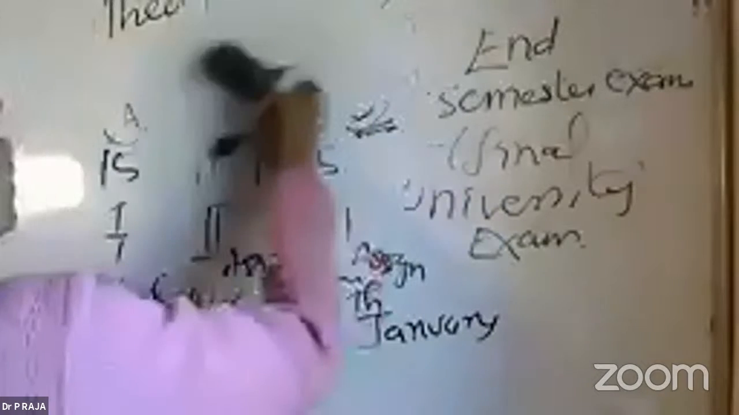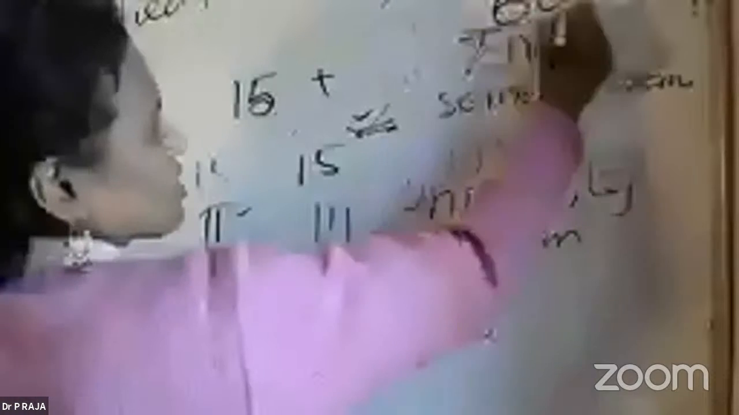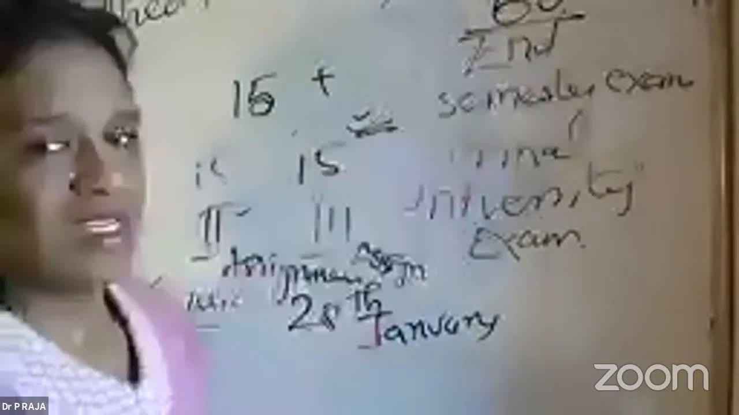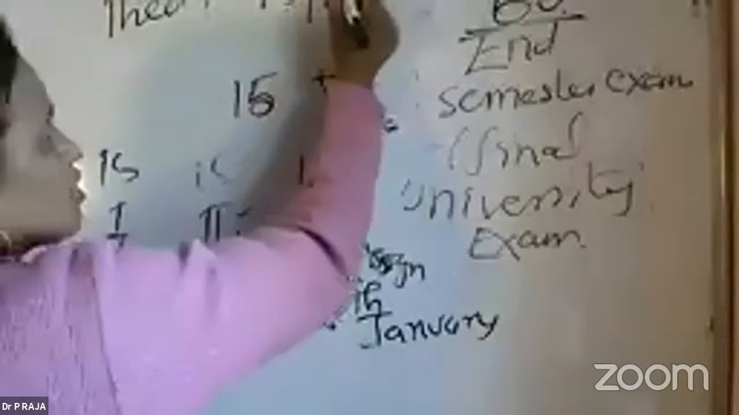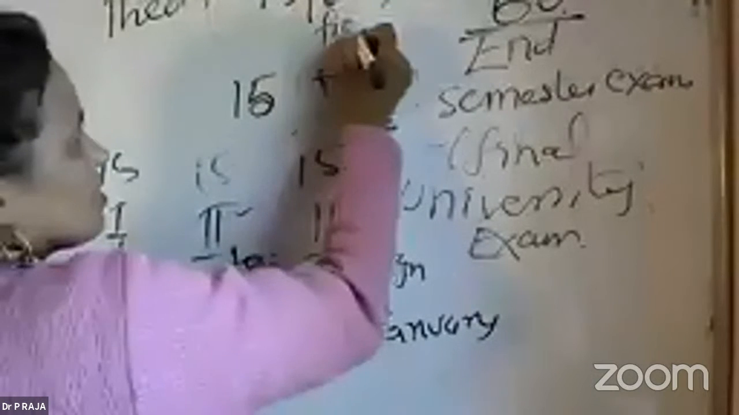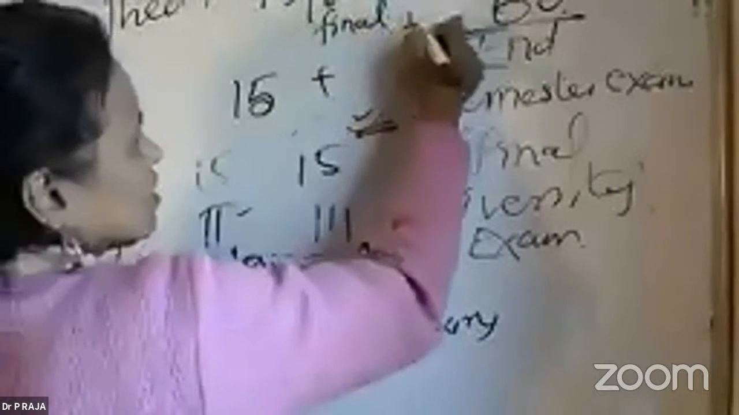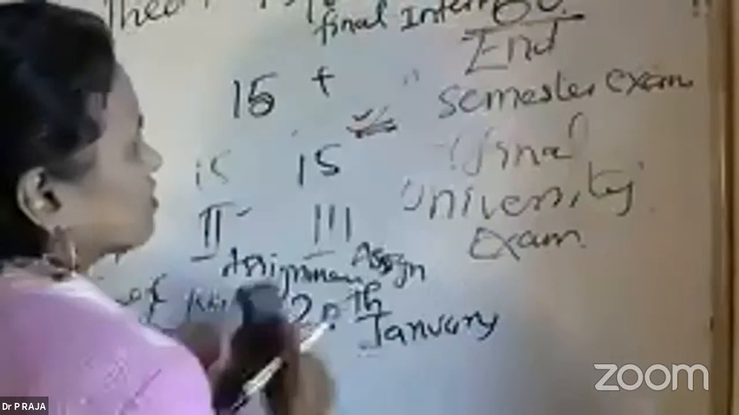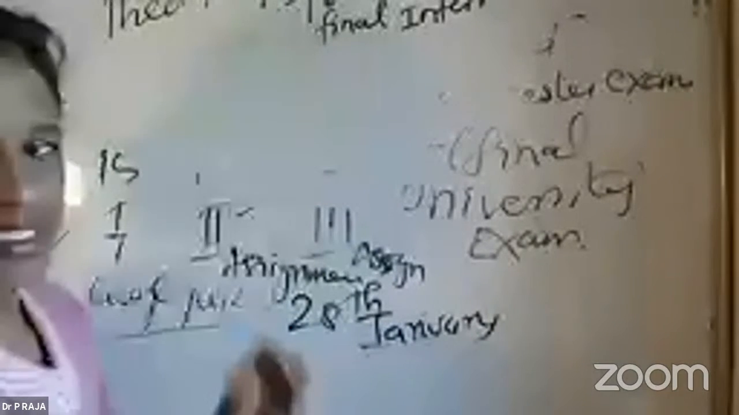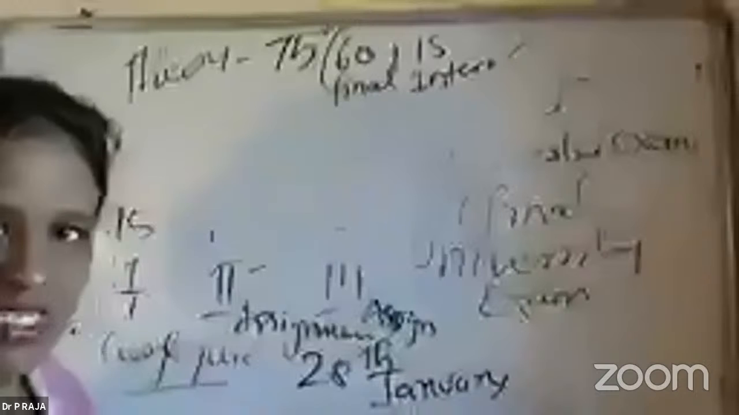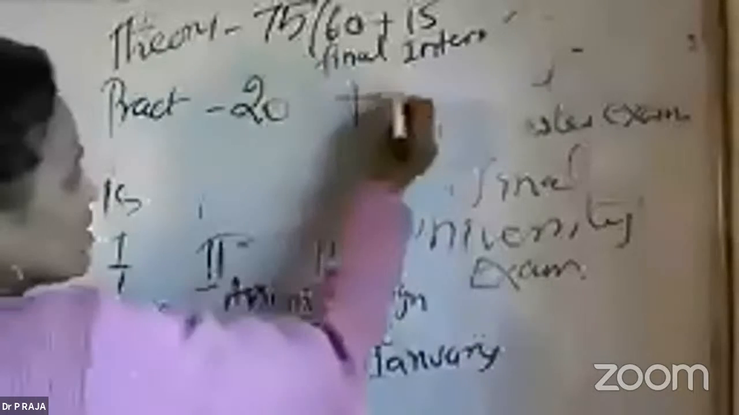So the remaining 60 marks will be for your end semester examination theory. And 60 plus 15, now 75 marks is theory. This includes the final exam 60 marks, the final paper you will write, plus 15 marks internal assessment. Now 75, that is the theory portion. The remaining practicals will be 20 plus 5 marks internal.